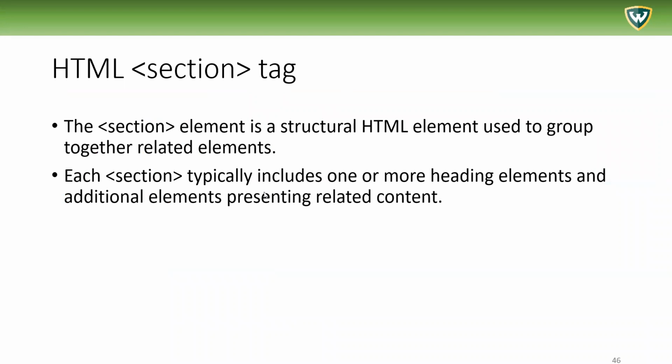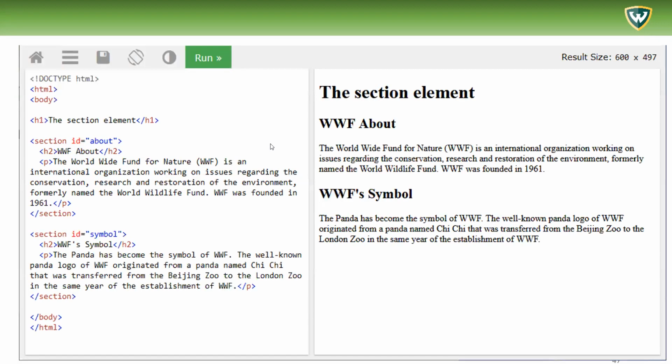There's also another tag that is very similar to div, which is the section tag. And I use it here because I may use it in another tutorial for this class. So the section element is a structural HTML element used to group together related elements. It's a little bit above the div tag. It may include multiple div tags and other elements inside. Each section typically includes one or more heading elements and additional elements presenting related content.